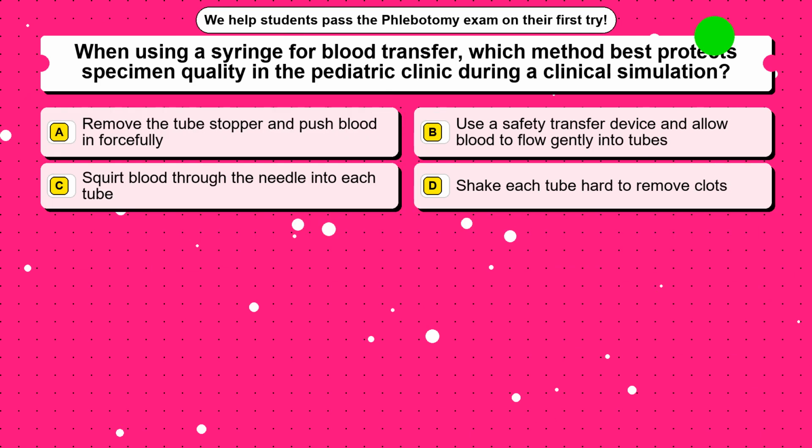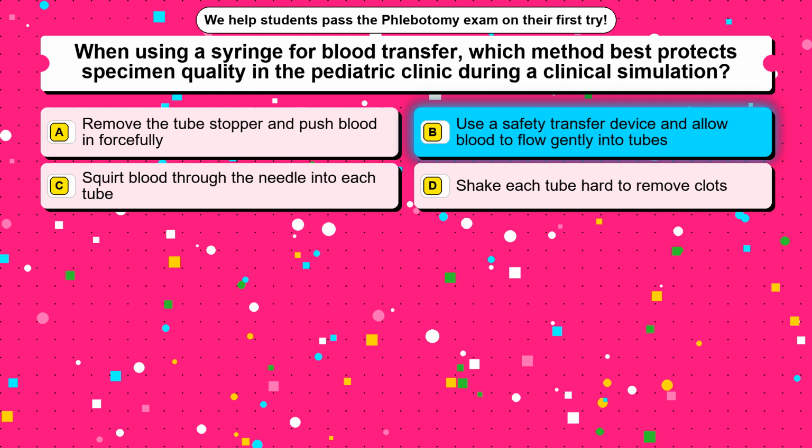Question 58. When using a syringe for blood transfer, which method best protects specimen quality in the pediatric clinic during a clinical simulation? Option A. Remove the tube stopper and push blood in forcefully. Option B. Use a safety transfer device and allow blood to flow gently into tubes. Option C. Squirt blood through the needle into each tube. Option D. Shake each tube hard to remove clots.